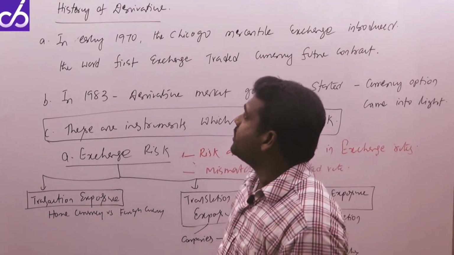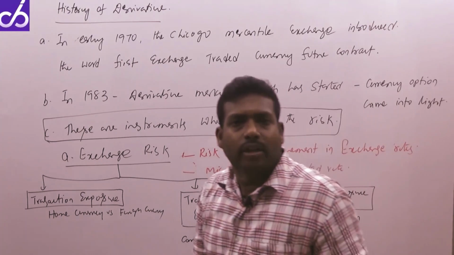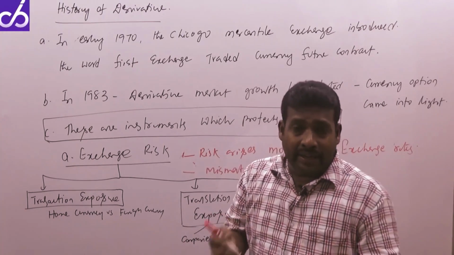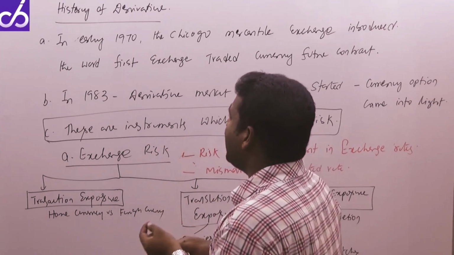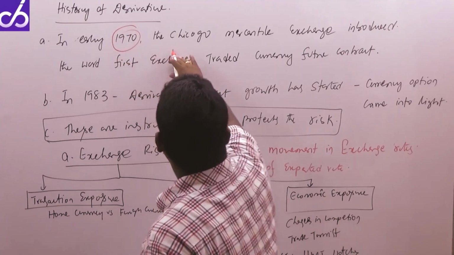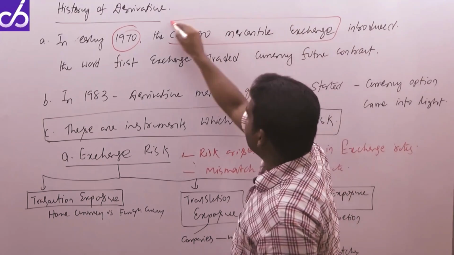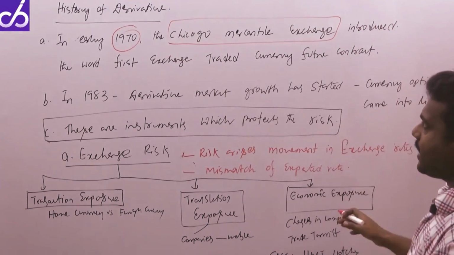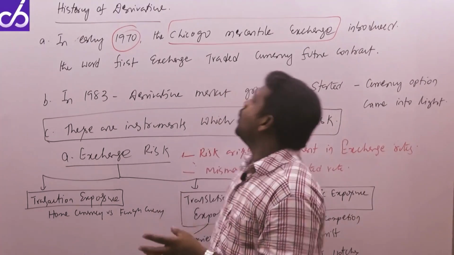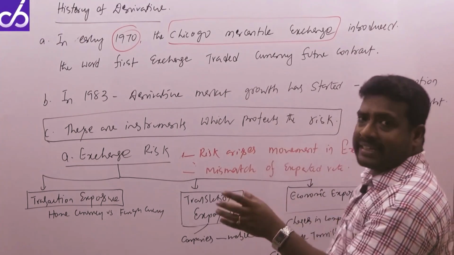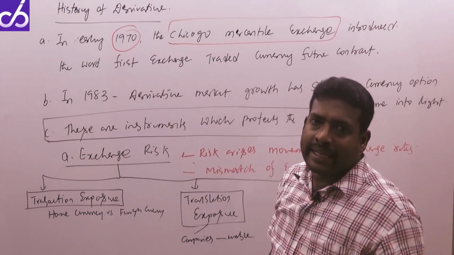Right. Now the discussion is the history of derivatives. See, derivatives are not a current scenario or a current instrument. They have their own history. If you observe, in early 1970, the Chicago Mercantile Exchange introduced futures contract agreements for the first time. It means the Chicago Mercantile Exchange contract in 1970 gave birth to the history of the derivative agreement.